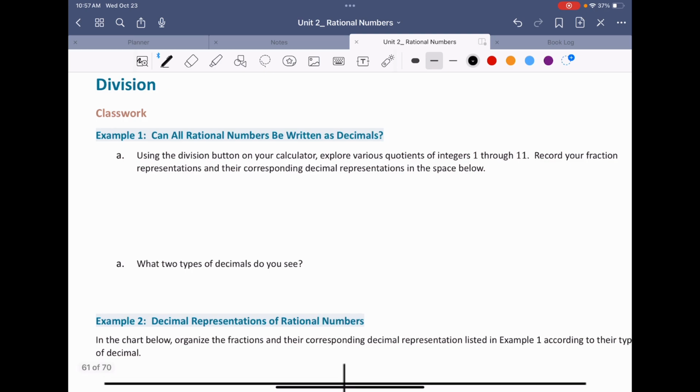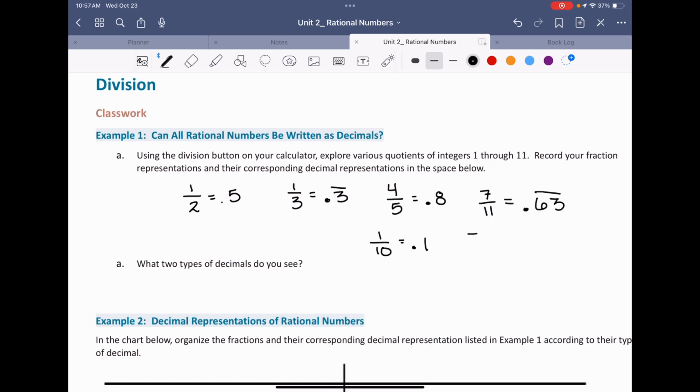Okay, so I'm going to write down just some of the ones I did. So 1/2, 1/3, 4/5, 7/11, 1/10, and 7/9. Those are just some examples that I did.